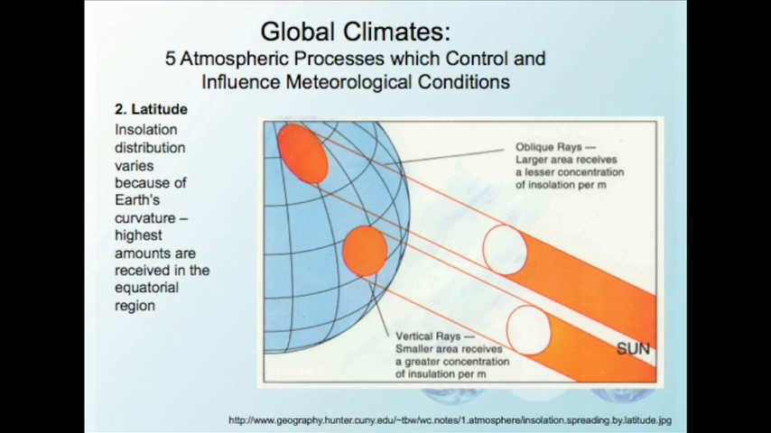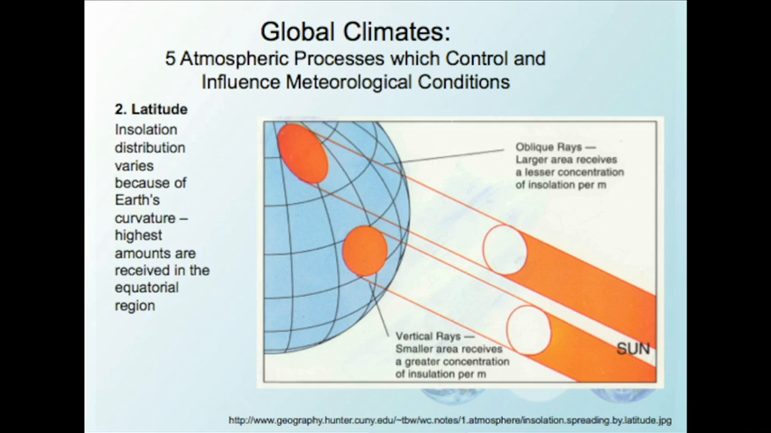So if you look at the graphic here, you can kind of think of it as using a flashlight. If you shine a flashlight beam straight at a surface, you're going to have a concentrated direct beam of light. But if you turn the flashlight so the beam of light is spread over a larger area, it's going to be more diffuse. You're going to have less direct energy. And that's sort of what you see here in terms of the light from the sun shining on the globe.